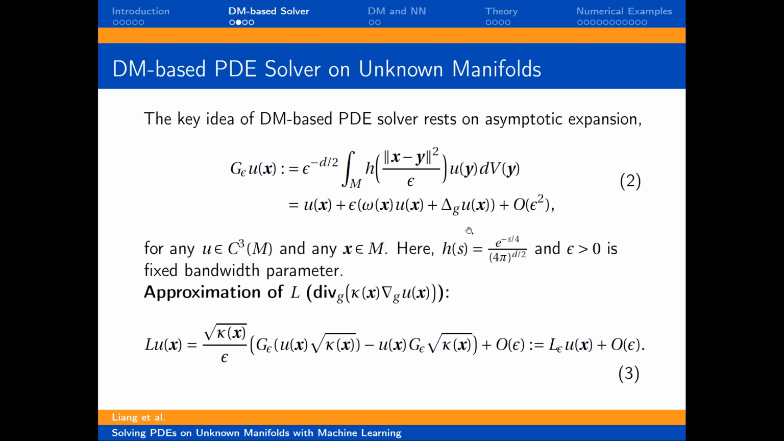We can use this expansion to approximate the second order derivative in our PDE. And the differential of L is this one. Using this asymptotic expansion in equation 2, we have the approximation of the differential operator L using the local integration, this one, with an error up to order epsilon.